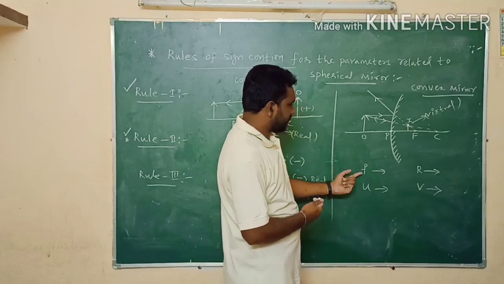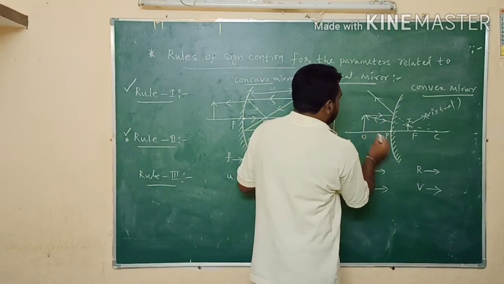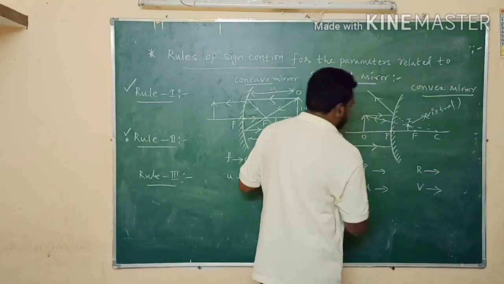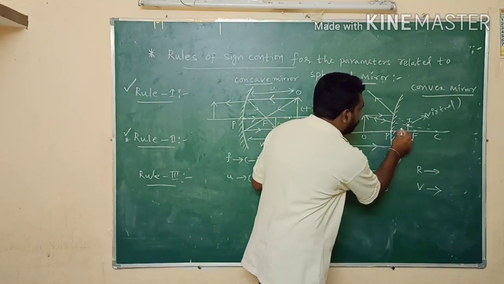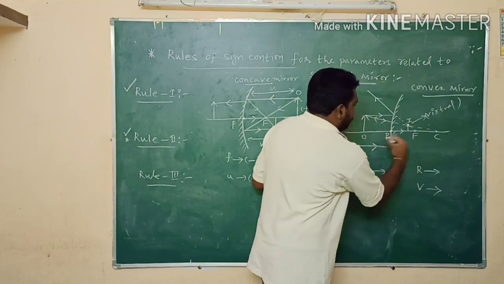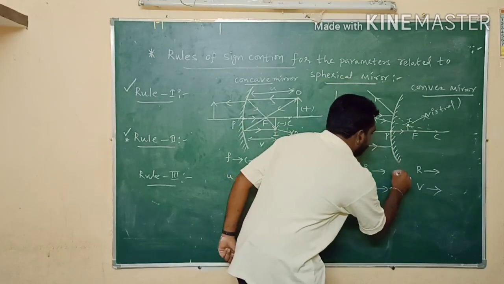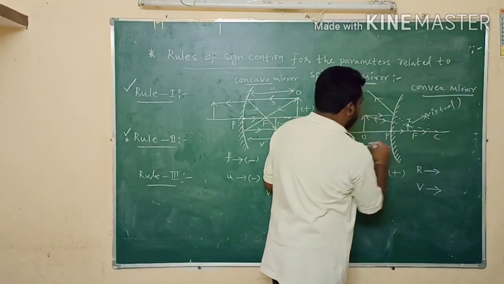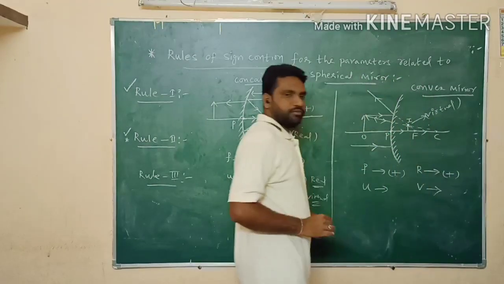So now let us see whether the focal length becomes negative or positive. It is very easy here. You observe this one. So here, this is the direction of incident ray. Focal length is the distance between pole and focus. We have to measure from pole. And so we are measuring along the direction. Observe this one. Along the direction, it becomes positive. In the same way, radius of curvature also we are measuring along the direction of incident ray. So it becomes positive. Very simple.